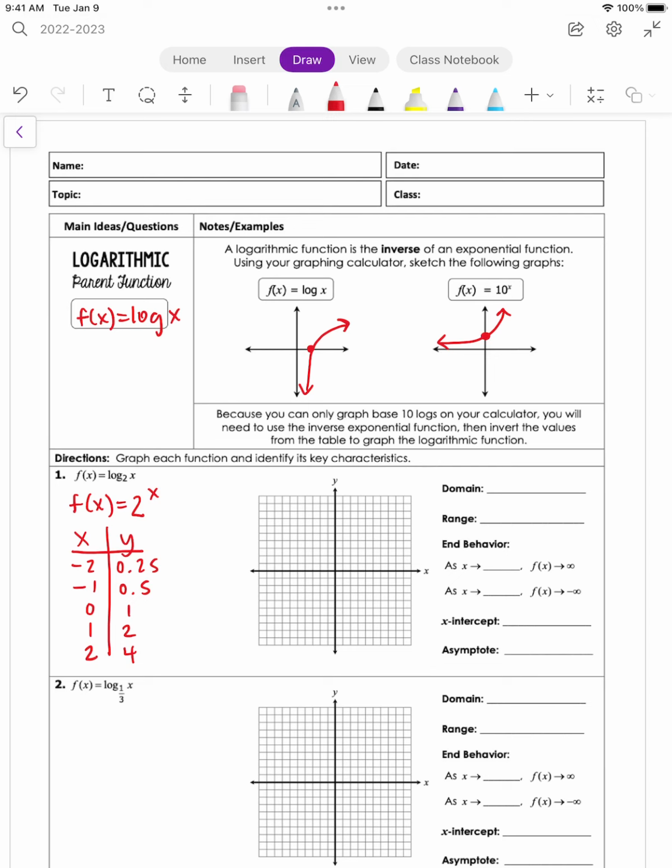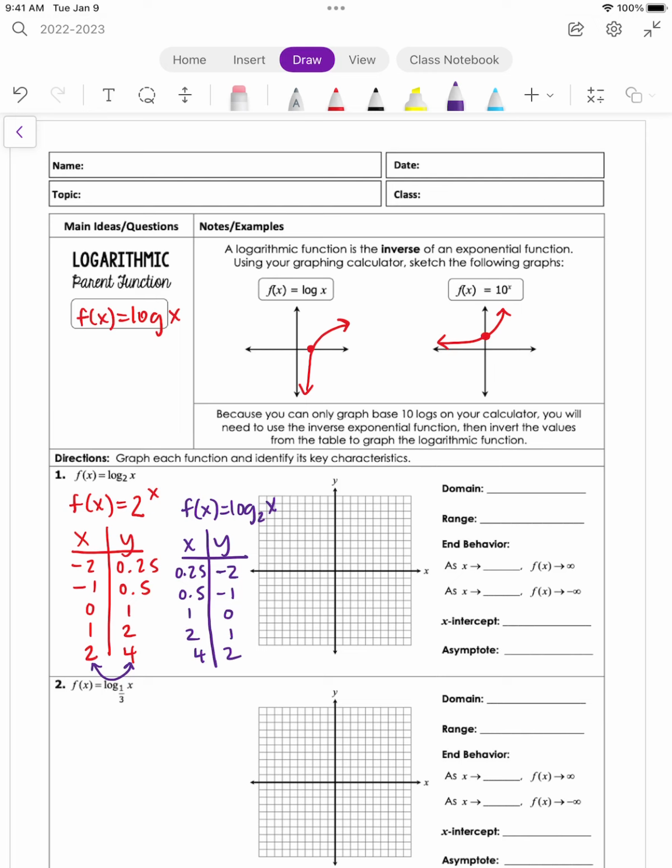Okay, so what's an inverse? An inverse means a switch of x and y. So what is x now becomes y. So if I want to write a table for now log base 2 of x, I'm gonna just switch all the x and y values. So now instead of the y value being 0.25, for the log function, it's the x value. And then 0.5 for -1, 1 for 0, 2 for 1, 4 for 2.